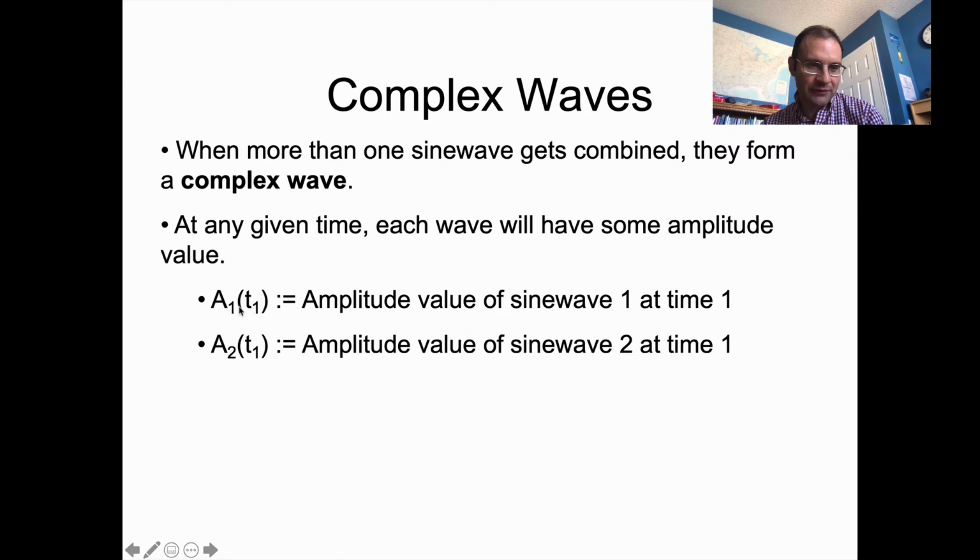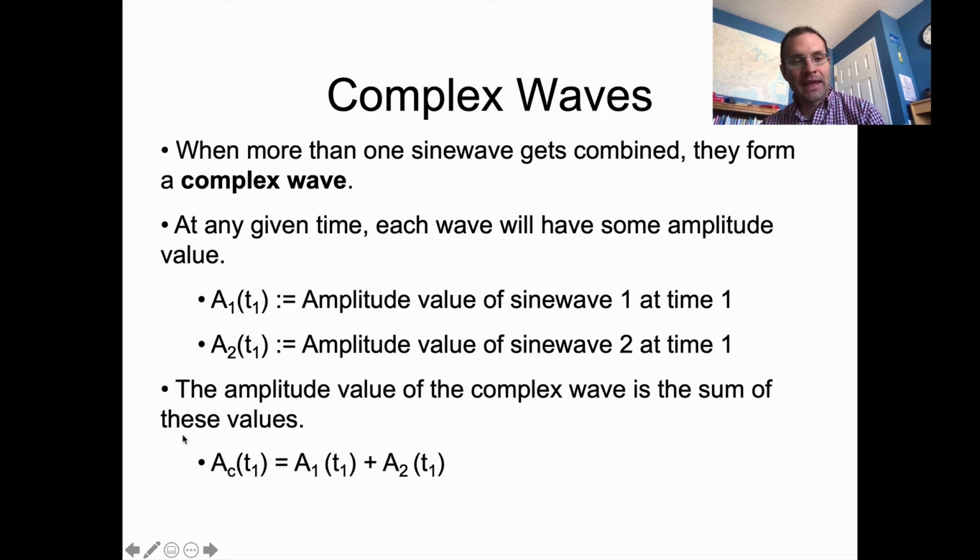So this is the amplitude value for sine wave 1. This is the amplitude value for sine wave 2 at that time. And then, like I said, to get the amplitude value of the complex wave, you just add those two amplitude values together. So at time 1, the complex wave's amplitude value will be the amplitude value for the first sine wave at that time, plus the amplitude value of the second sine wave at that time as well. Okay, that's a lot of formalism, basically here to help make this mathematically clear for you in case you would ever need to add these things together.